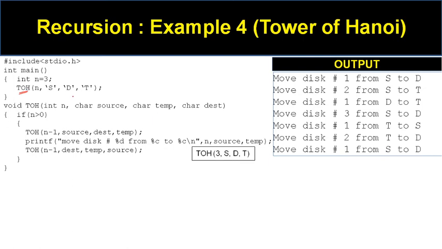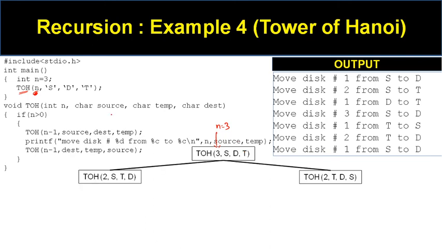So initially I am having this S, D, T, and N. N is nothing but the total number of disks. So this is something like TOH 3, where 3 is this N, and then source, destination, and temporary. Now look at this. So what are we doing?